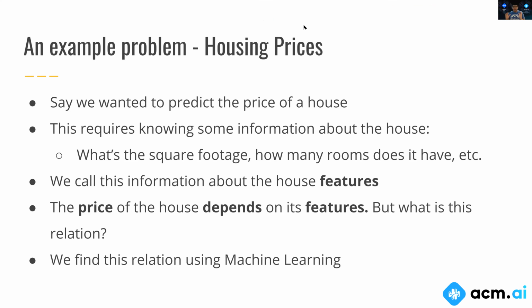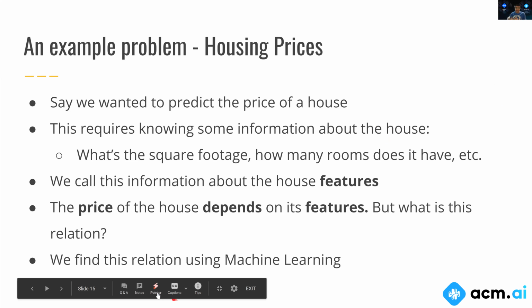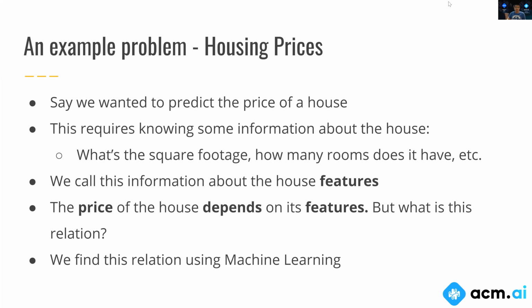So yeah, the price depends on these features, and the role of machine learning, the end goal of all of this, is to essentially find a relationship between the price, which is what we're predicting, and the features of the house, which is what we have and what we give to a model. And that's kind of how we're going to keep going with this. So next slide, please.